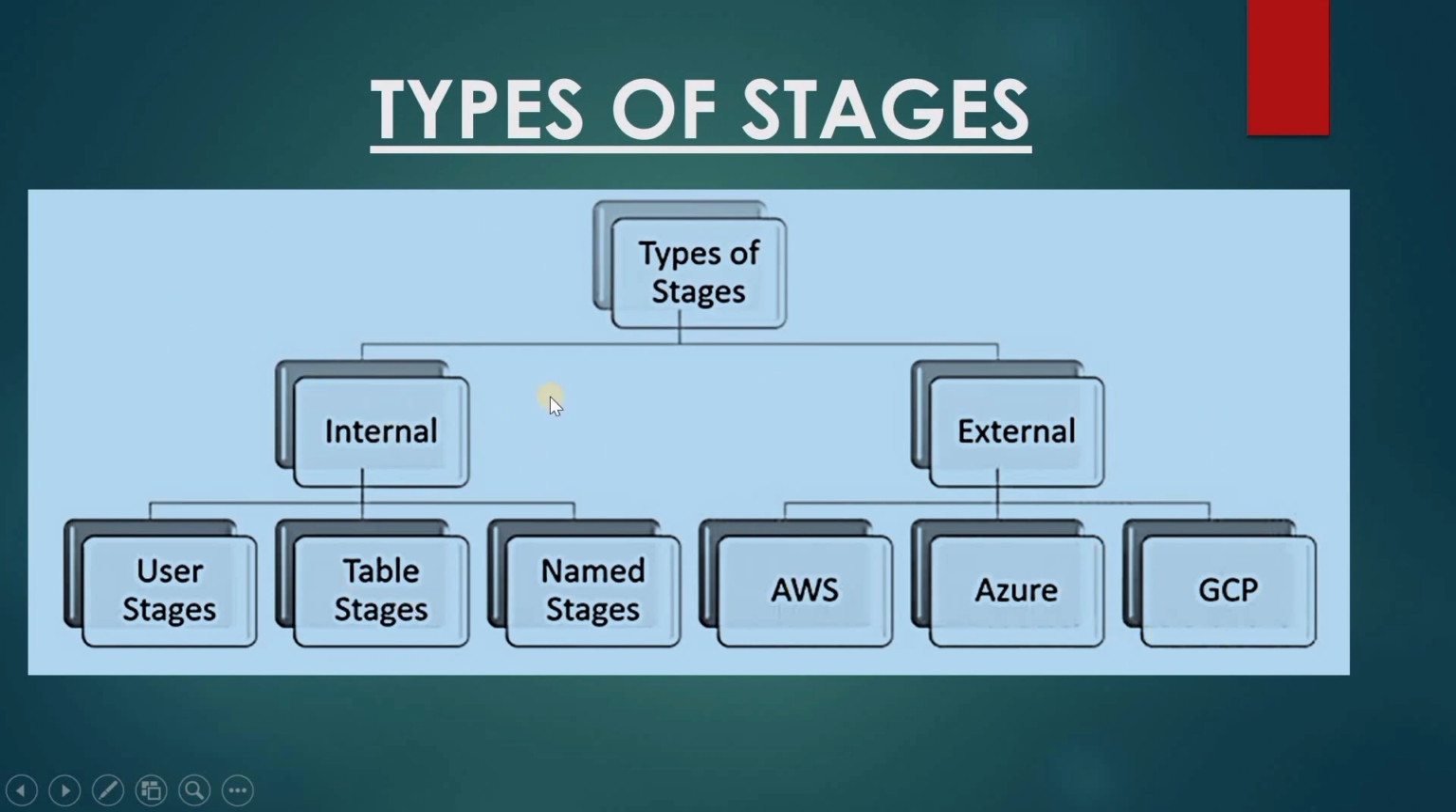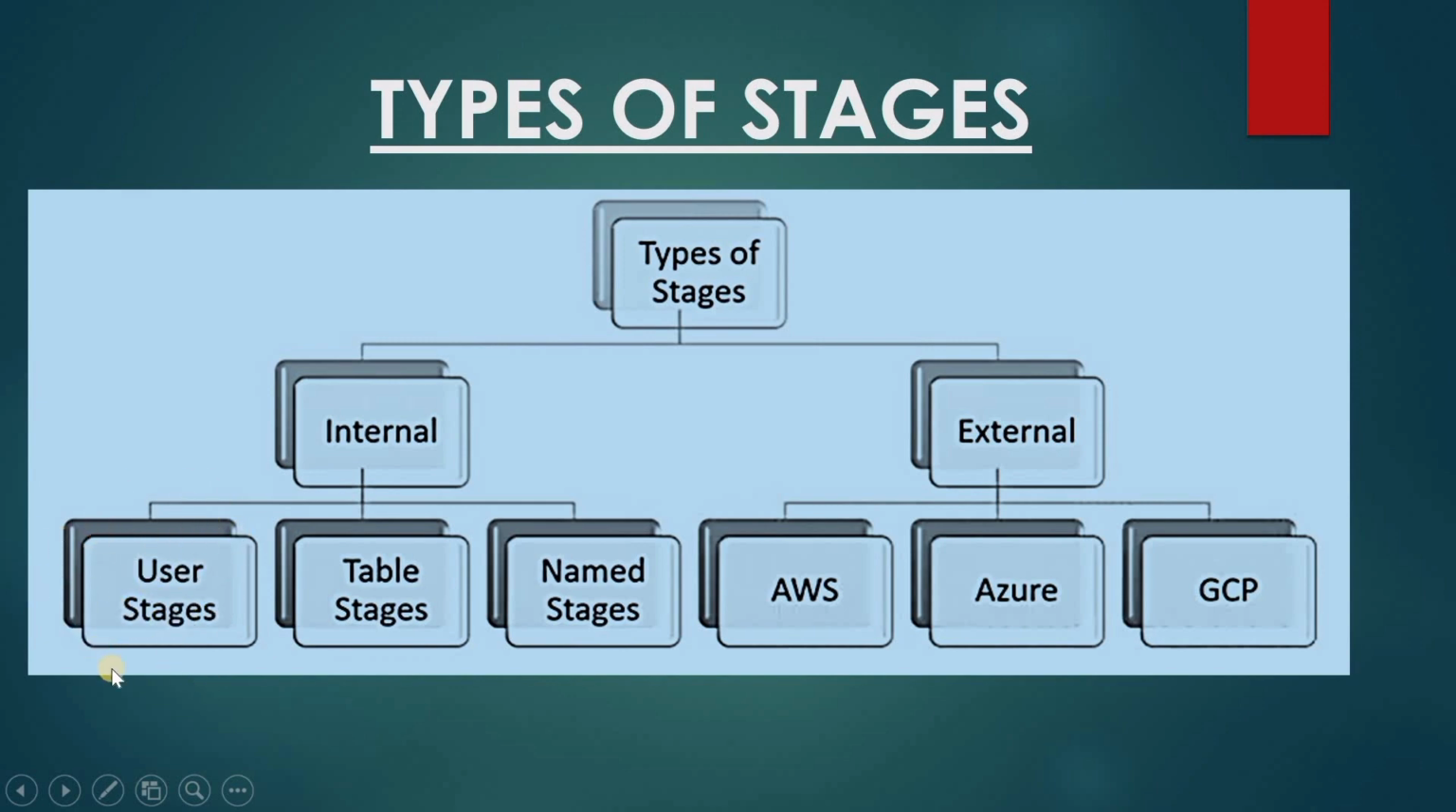So we have 2 types of stages: internal stages and the external stages. And internal stages is also divided into 3 stages: user stage, table stage and the named stage. Let me just give some points on user stage. User stage is a predefined stage. You don't have to create this stage, the user stage.